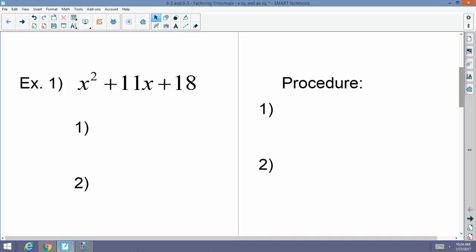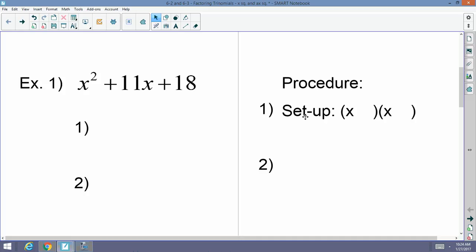First of all, I have x squared plus 11x plus 8. This lets me know, okay, I have a 1 in front of the x squared. My leading coefficient is a 1. I can do this procedure. And step 1 is nice and easy, the setup. Your setup literally is going to be x and x.